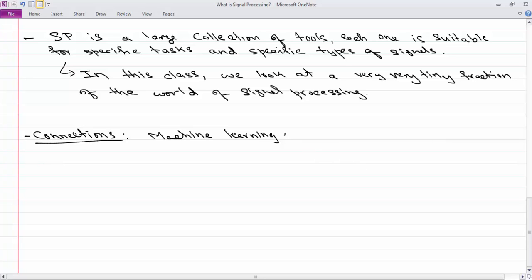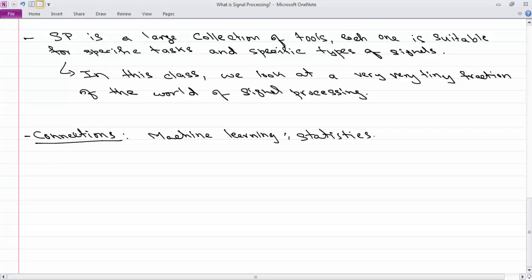It has connections to statistics. There is a whole field of signal processing which is called statistical signal processing, where you have to learn more about probability and random processes. It has connections to applied mathematics and so forth.